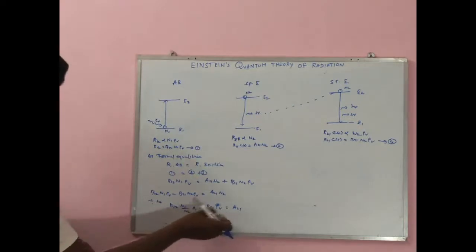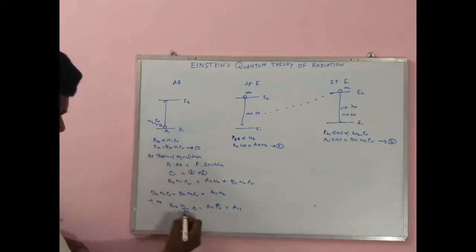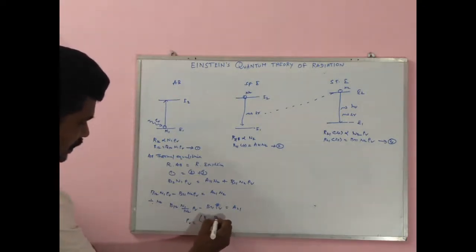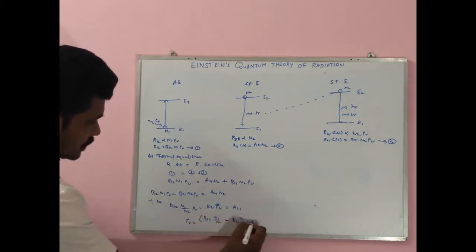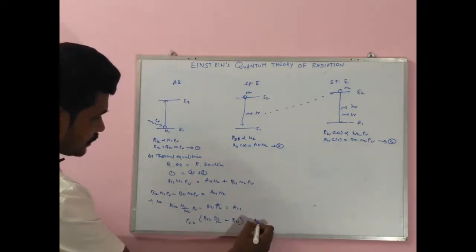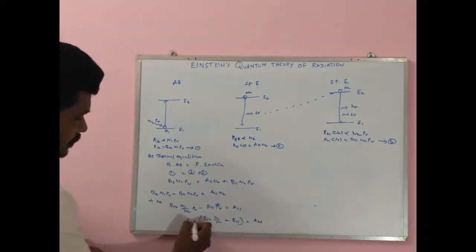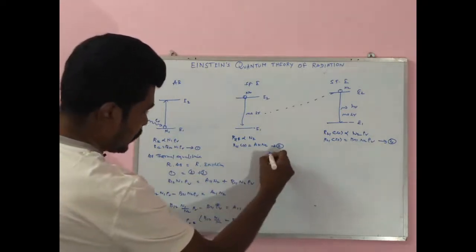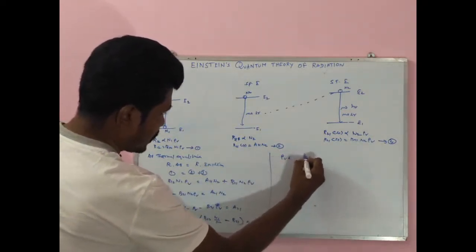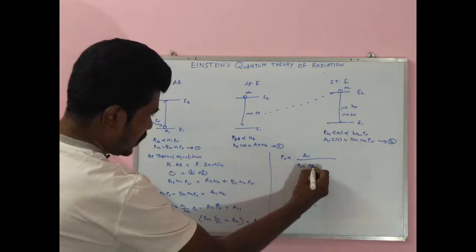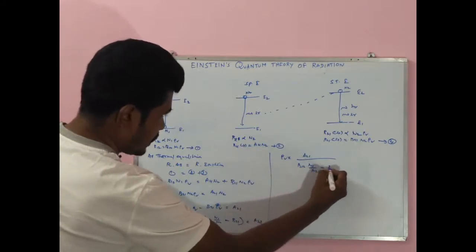So in this case, rho v is a common factor, the photon radiation. So rho v times B12 N1 by N2 minus B21 is equal to A21. So now rho v is equal to A21 divided by B12 N1 by N2 minus B21.